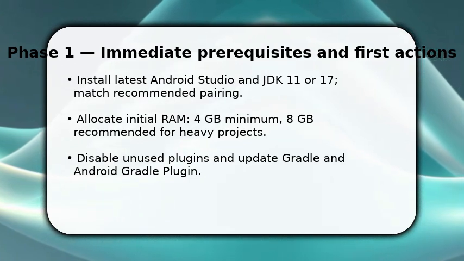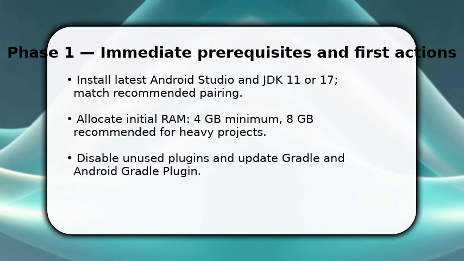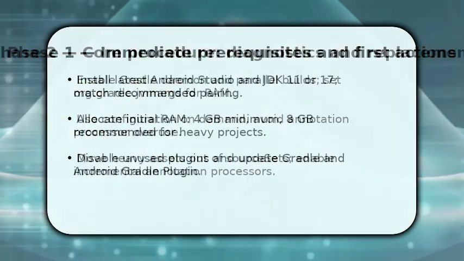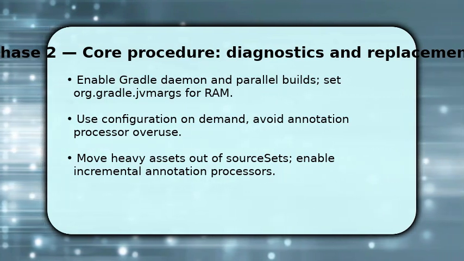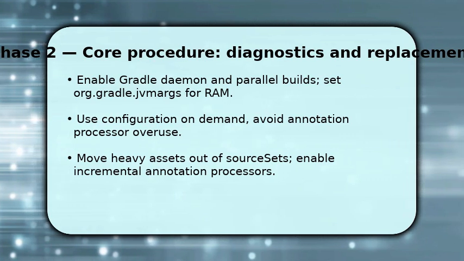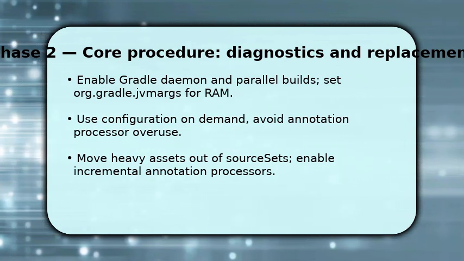Now adjust your project and build system for continuous speed. Enable the Gradle daemon, parallel project execution, and configuration on demand so incremental builds are faster, and set org.gradle.jvmargs to give Gradle enough RAM.